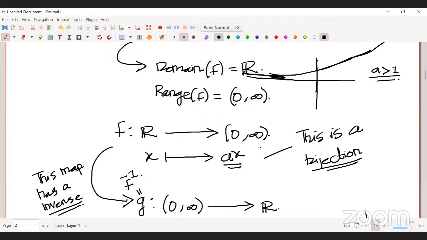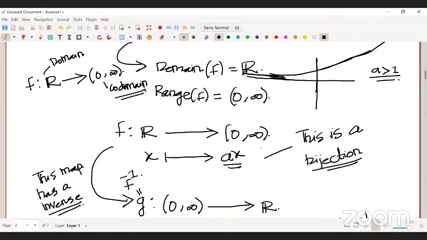The way I have written here, if I have written something like f is from R to this, that means this is my domain and this is my codomain. Then sir, how is it an onto function? It turns out that here the range coincides with the codomain. So in this case, the codomain is nothing but the range. That's why it's an onto function.